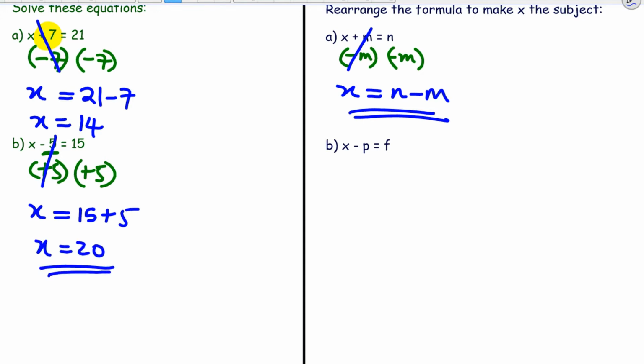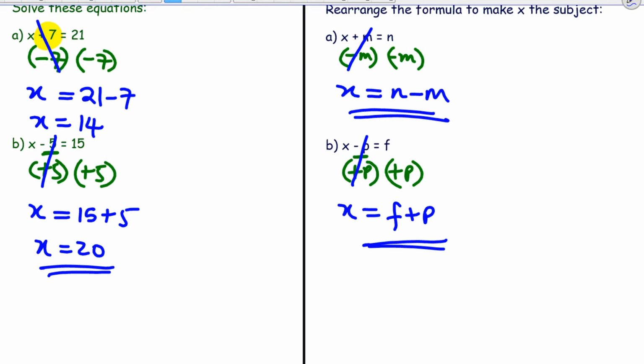And if you apply the same method here, we can start by getting rid of the minus p by adding p on each side. And p minus p, or negative p plus p, will be 0. So x will be equal to f plus p.